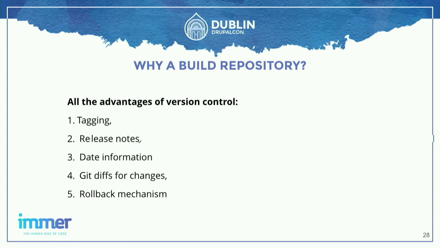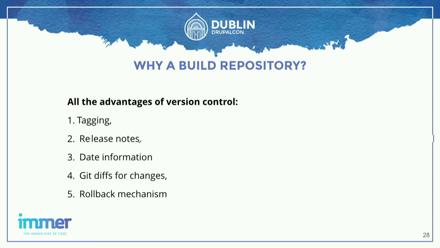I have seen other agencies also have some form of build artifacts, and mostly that happens as a tarball, which they then rsync over to their production server. But we opted to store everything within the build repository in Git as well, because that gives us all the advantages of version control that we like so much. So we can tag releases, and we can refer to those releases by their tag names. We can have automated release notes. That's just the sum of all the commit messages that you've placed. You can have date information to properly see when you did previous releases.